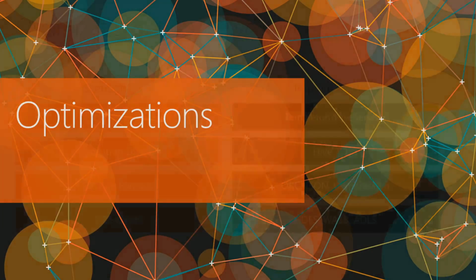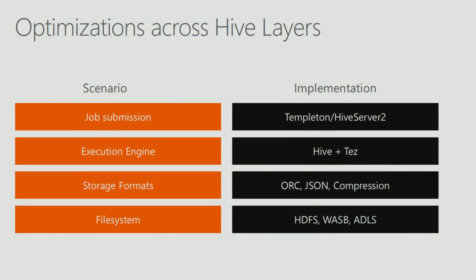Okay, so with that, let's talk about optimizations. I have a laundry list of optimizations going down the Hive stack. We're going to first talk about job submission. In the job submission phase, we will talk about how to make jobs submit faster. A typical Hive query takes seconds to minutes to start. How can you make it faster? The second one is execution engines. What are the Hive settings we can do to make your queries run faster? Then we're going to talk about the different storage formats or file formats, ORC, JSON, and compression. And finally, which file system to use.